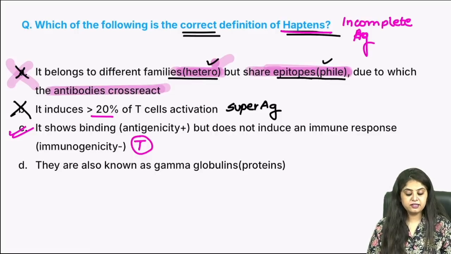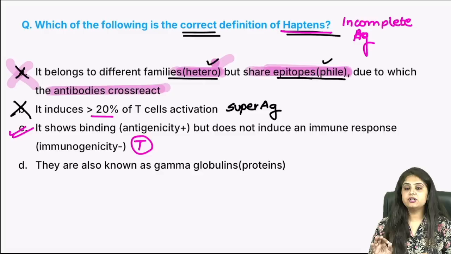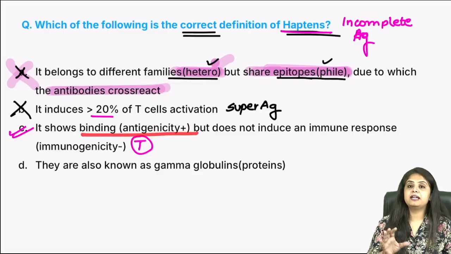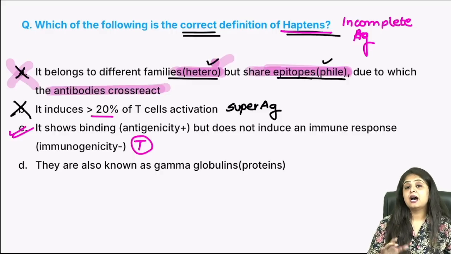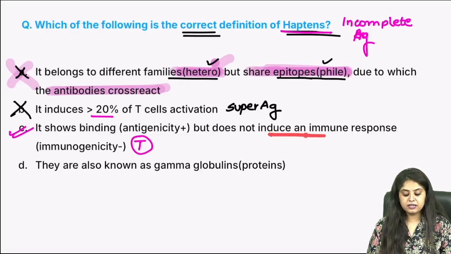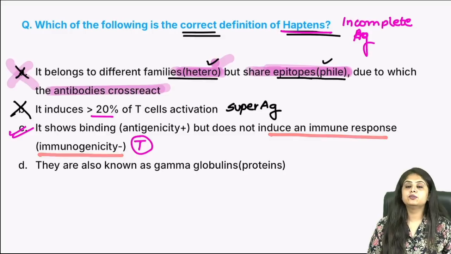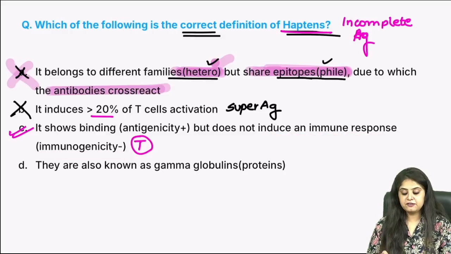First, let's understand what antigenicity is and then what immunogenicity is. Antigenicity means that the antigen is able to bind. After that, it should be able to induce an immune response, meaning it should be able to activate your immune system, and that induction of the immune response is known as immunogenicity.